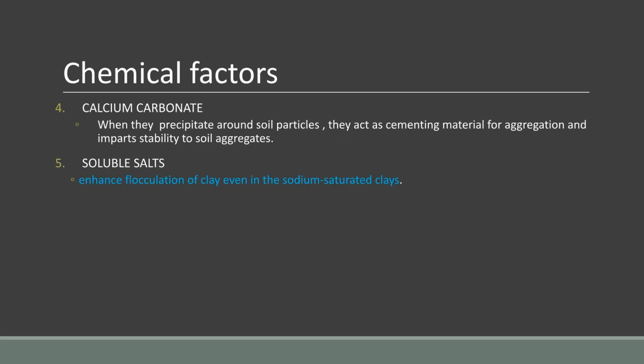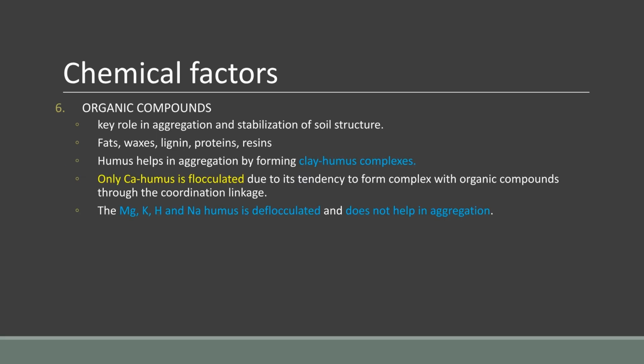Calcium carbonate, when precipitated around soil particles, acts as a cementing material, improving aggregate stability. Soluble salts also enhance the flocculation of clay. Organic compounds like fats, waxes, lignin, proteins, and resins are key for aggregation. Humus forms clay humus complexes, but only calcium humus is flocculated and contributes to aggregation.